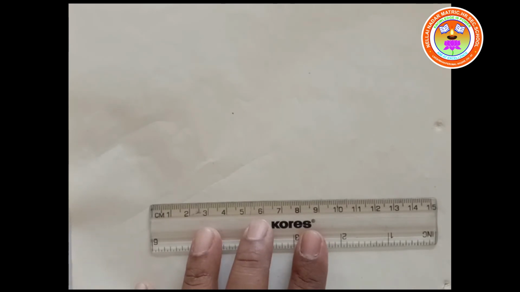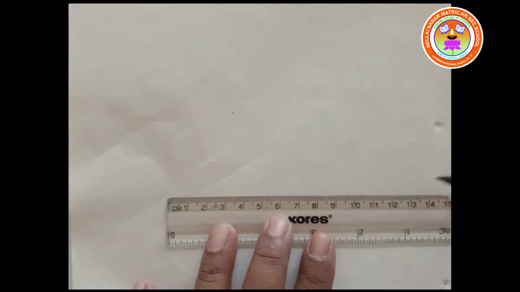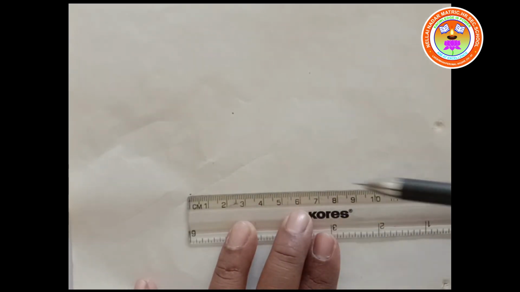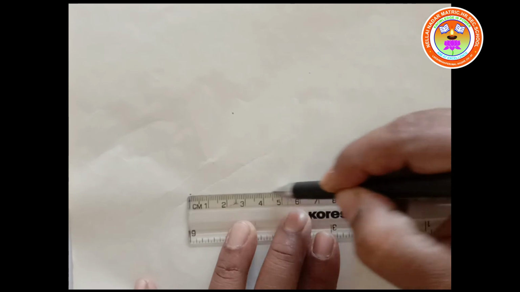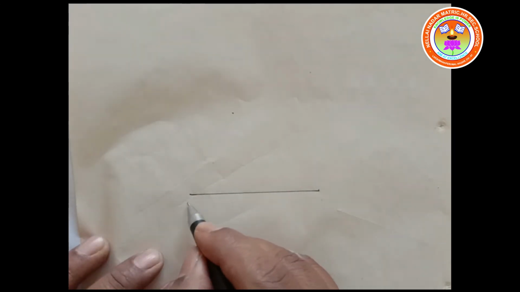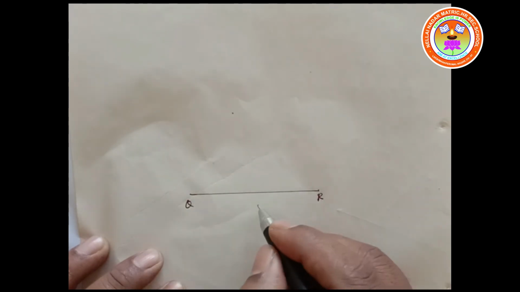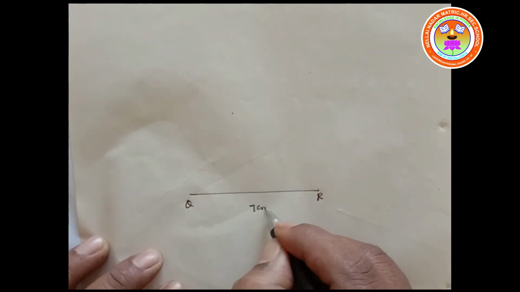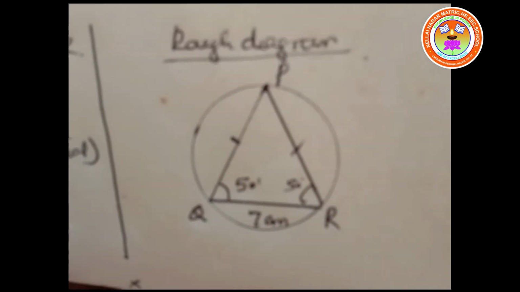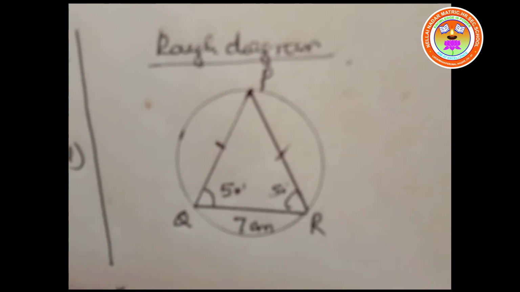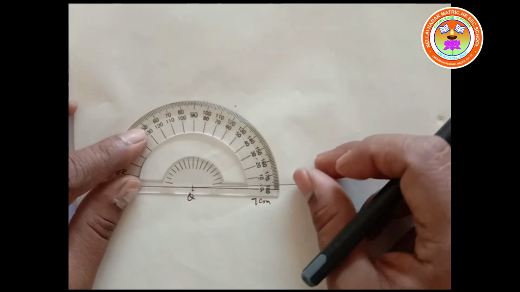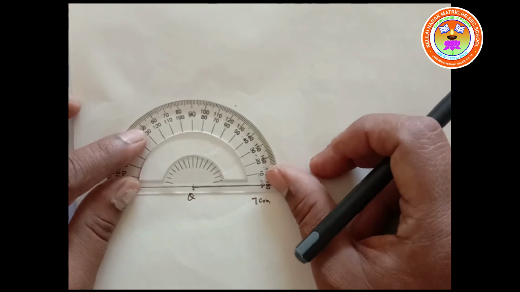Draw QR equal to 7 centimeter. It's clear, children? Then you are going to take angle Q equal to 50 degree. With the help of protractor, you are going to mark 50 degree. It's clear, children? See, from Q.